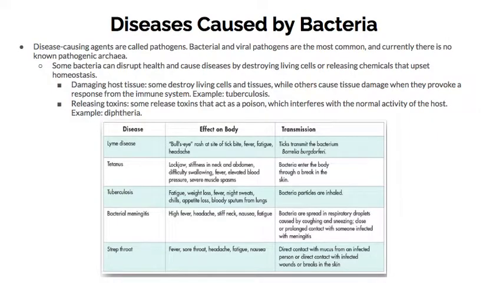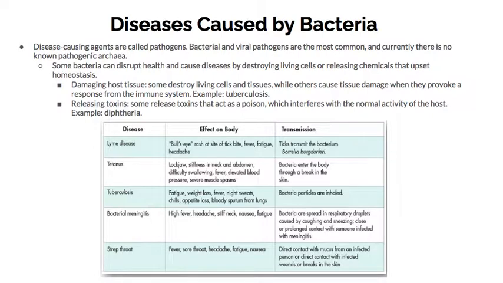Last, we're going to talk about those quote-unquote bad bacteria. Remember, prokaryotes are extremely important, and even though bacteria often have a negative connotation associated with something being dirty, bacteria are everywhere and oftentimes very beneficial and helpful to the environment. Here are a few of the diseases caused by bacteria. Disease-causing agents are called pathogens, and bacterial and viral pathogens are the most common. Currently, there is no known pathogenic archaea.